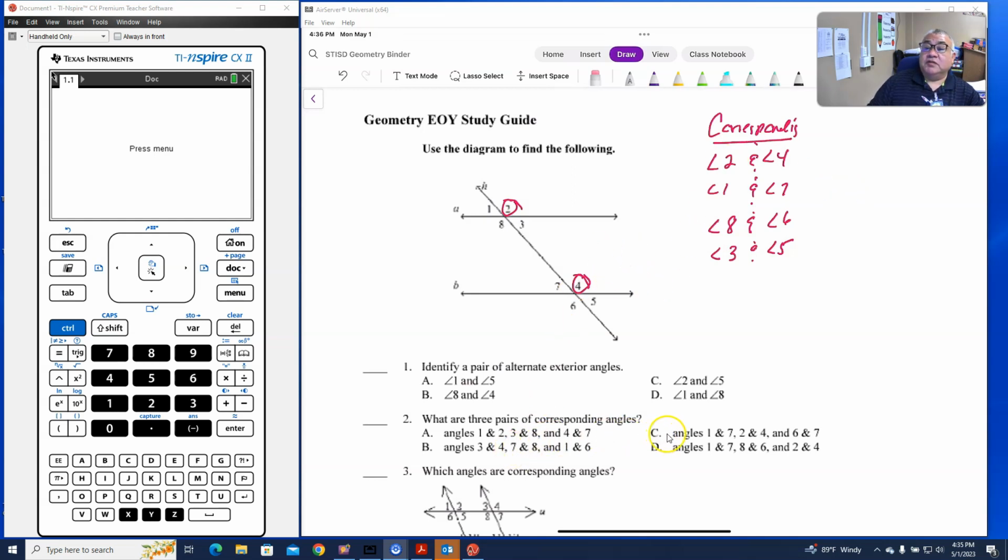So your answer here is 1 and 7. Well, this says 1 and 7, 2 and 4, 8 and 6. So it's going to be this one, D.